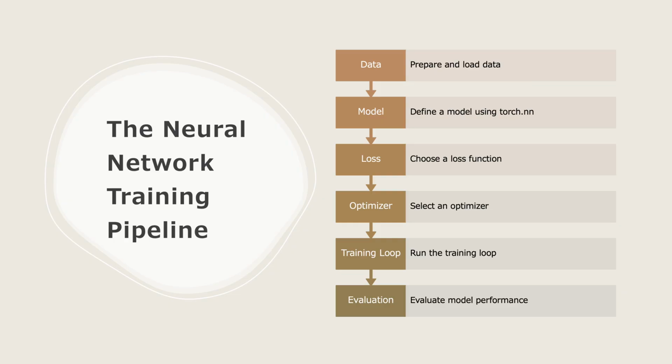Once the model structure is ready, we choose a loss function, which measures how far the model's predictions are from the correct answers. We then select an optimizer, which determines how the model's weights are updated during learning. With these components in place, we run the training loop, where the model performs forward passes, computes loss, backpropagates gradients, and updates its parameters. Finally, after training, we move on to evaluation, measuring the model's performance on unseen data. This pipeline forms the backbone of neural network training, and the upcoming slides will walk through each part in more detail.